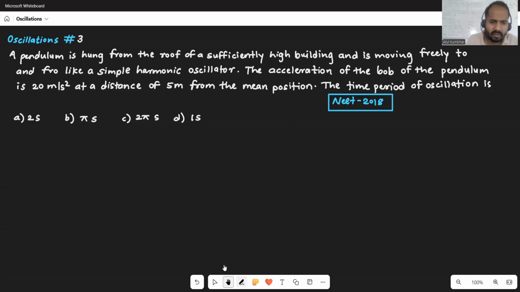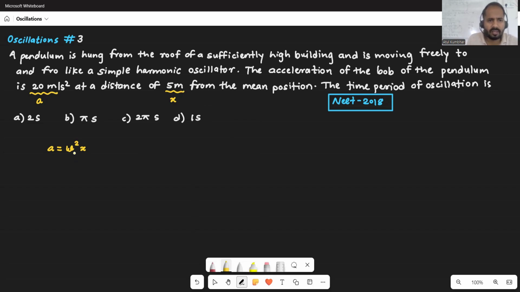Okay, so what's given over there? You can see the acceleration is given over here, right? So A is given and the displacement is again given from the mean position. So X is given. Now we know that acceleration is nothing but omega square x, right? So if you know the formula, you can directly find it out. From that we'll find out the omega, and we have the formula for the time period, that is, time period is equal to 2 pi by omega, right? So we can use that. So let's find out the value of omega first.